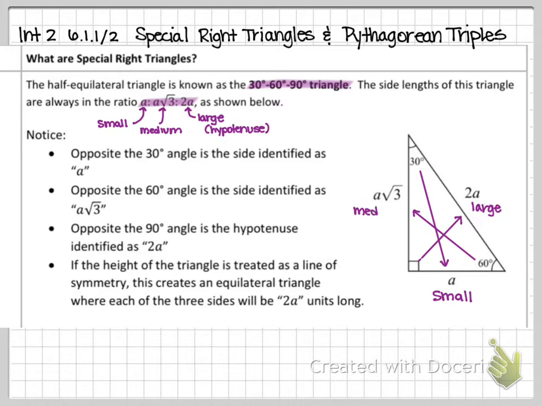What's really nice is that this pattern is consistent for all 30, 60, 90 triangles, regardless of the side lengths on there. Now, A in this case just represents a dummy variable. You could call it X if you wanted to, or a question mark, or a smiley face, whatever you want. We typically use A or X, so that's normally what you're going to see, and that's what you're going to see over here on the left-hand side. So notice all of the things that I just talked about.